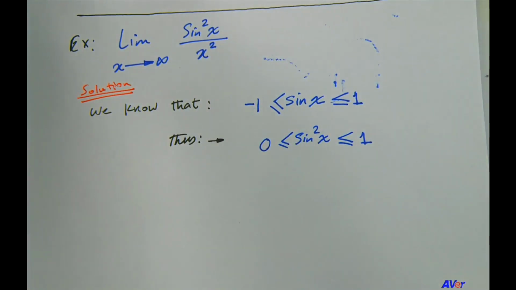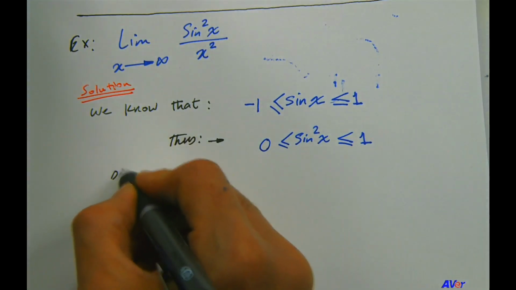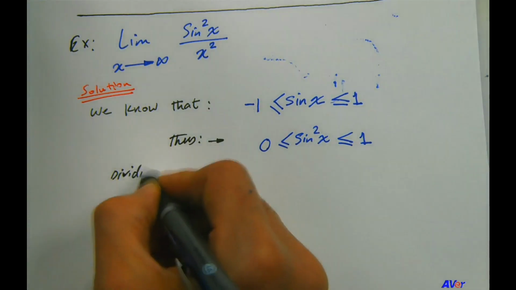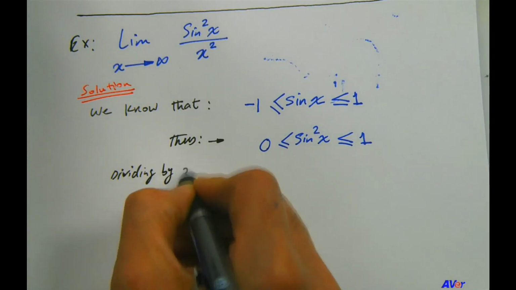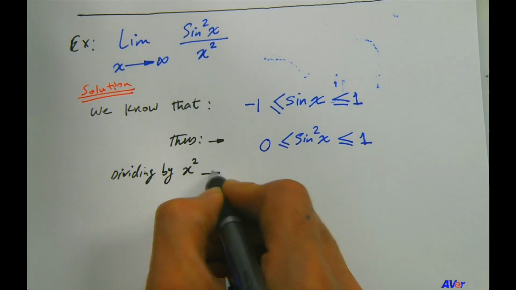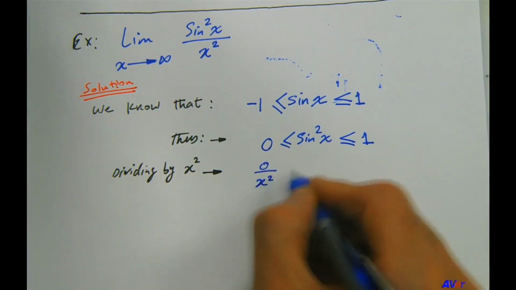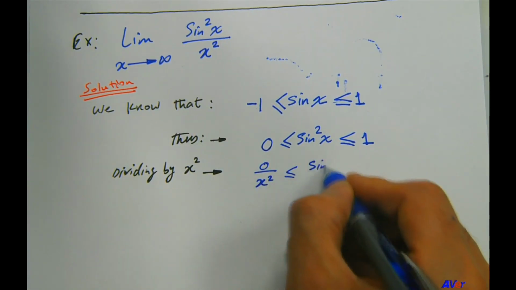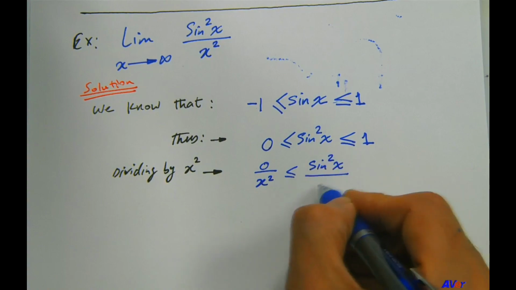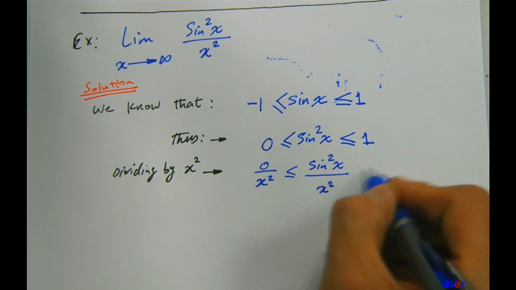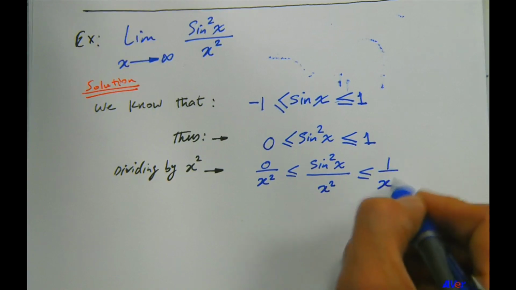Okay. So dividing by x squared, what do we have? We have 0 over x squared, sine squared x divided by x squared less than or equal to 1 over x squared.